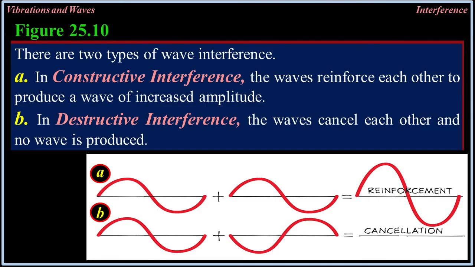2510. There are two types of wave interference. A. In constructive interference, the waves reinforce each other to produce a wave of increased amplitude. B. In destructive interference, the waves cancel each other and no wave is produced.